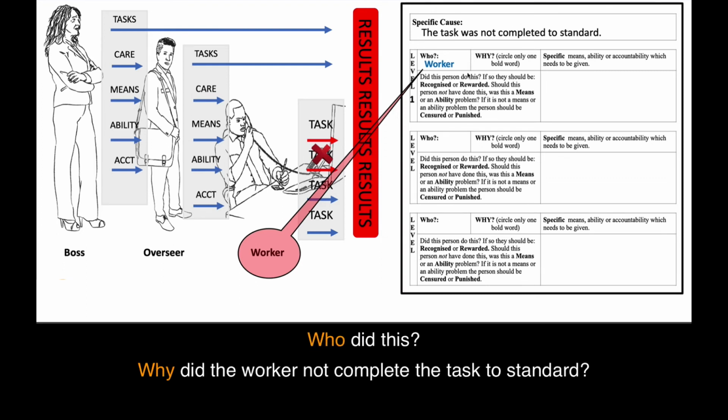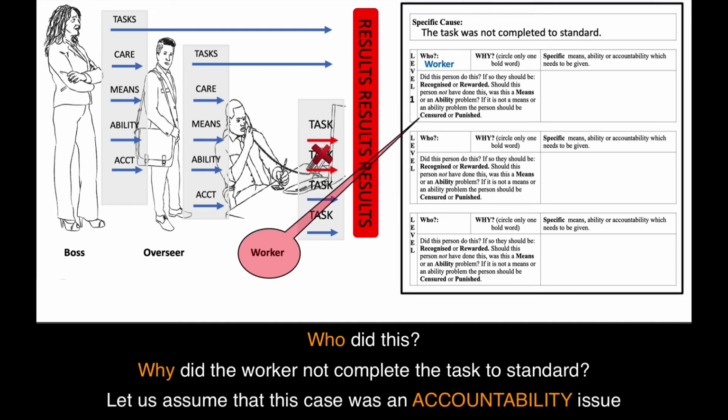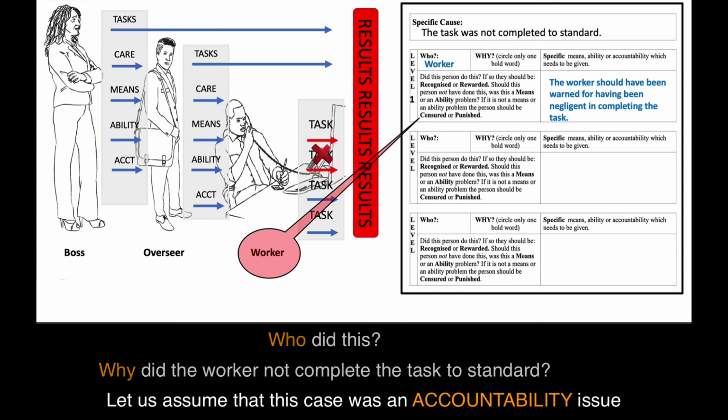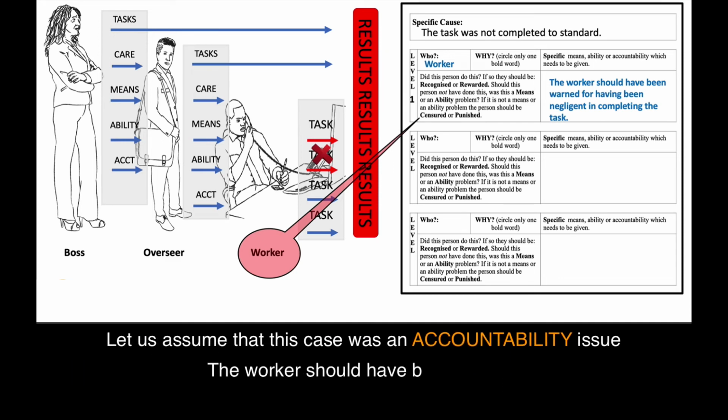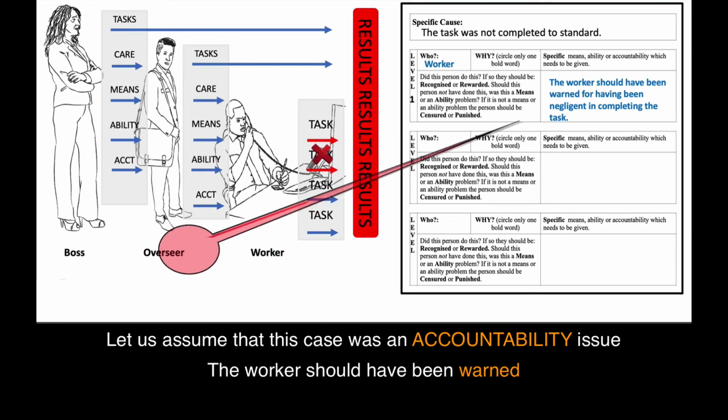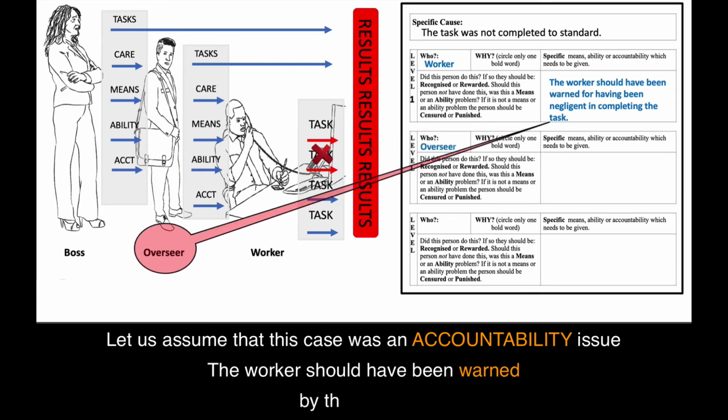Now, there's a multiple choice here. Was it a means issue or an ability issue? And if not, they should be censured or punished. So let's assume that in this case, it was an accountability issue, so the person needs to be censured. What the person needs specifically is that the worker should have been warned for having been negligent in completing the task. And the person who should have warned the worker obviously would have been the overseer.